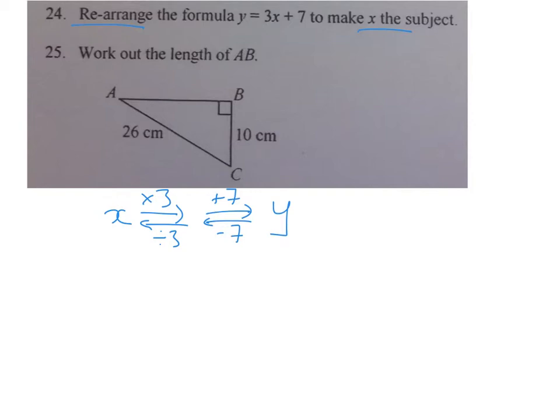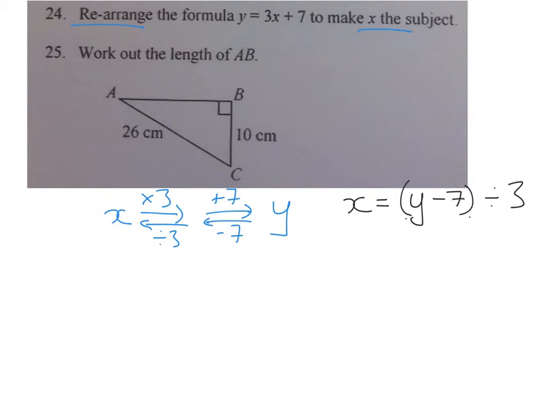So x is equal to y, take away 7, divided by 3. I put the brackets around to make sure that I did the minus 7 first, because the minus 7 is the first arrow.